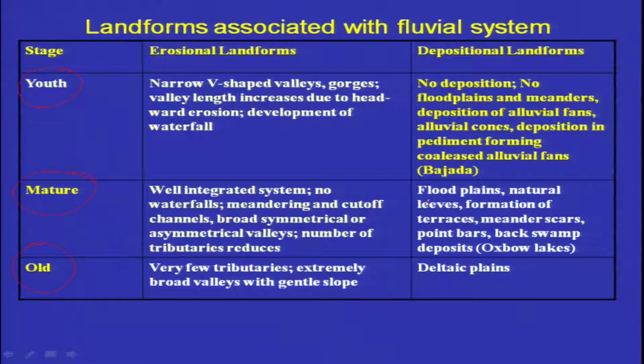Then in terms of the deposition, you will have floodplains, natural levees, formation of terraces, meander scars, point bars, back marsh, or back swamp we say, and deposition in the form of oxbow lakes. And oxbow lakes are nothing but the cutoff channels, mainly. Then in the old stage, what you will see basically is very few tributaries, extremely broad valleys, and deltaic plain.